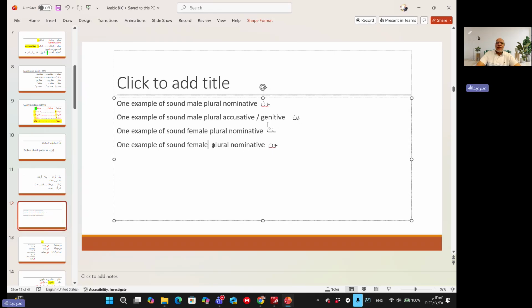Which means that it will end in alif ta, but with a kasra or a tanween kasr. And finally, get one example of a broken plural in any pattern.